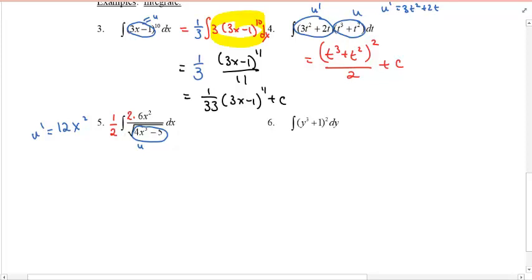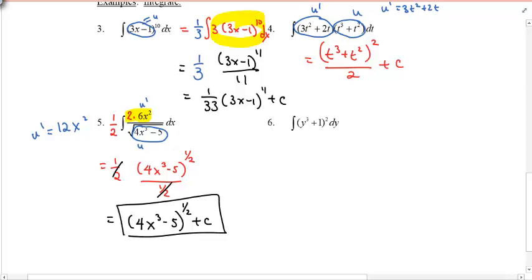This is nice because now this entire part is my u prime. And so now I can go ahead and once again use the general power rule. 4x cubed minus 5, this used to be 4x cubed minus 5 to the power of negative 1/2. So now if I add 1 to the exponent, that would be positive 1/2, and I'm going to divide that by 1/2. And then notice the 1/2 divided by 1/2, those just divide out. And so I'm really left with 4x cubed minus 5 to the power of 1/2 plus c. Done.